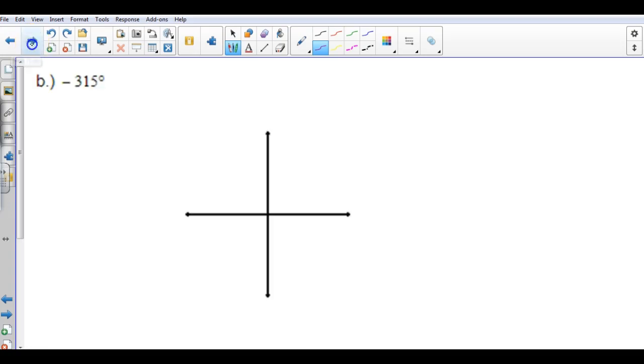So let's go through another example. In the next one, I'm giving a negative angle measure first. So negative 315. So negative meaning I'm going to start going clockwise. This is 90, there's my 180. Here's 270. 360 would be too much. So 315 is going to be somewhere up here. I'm going to sketch my terminal side.